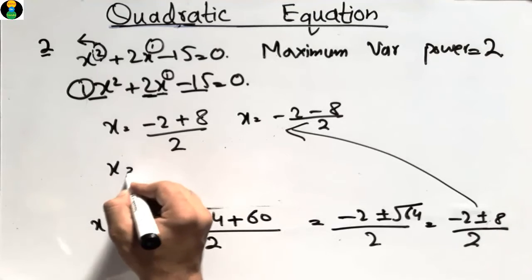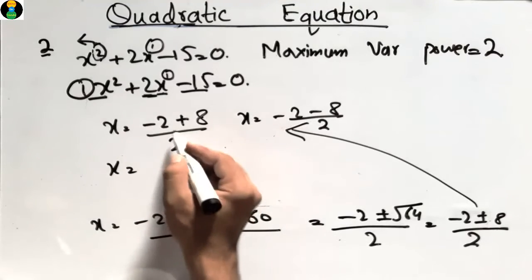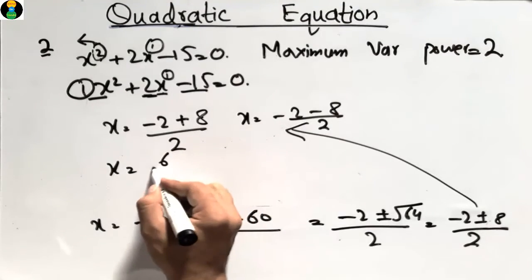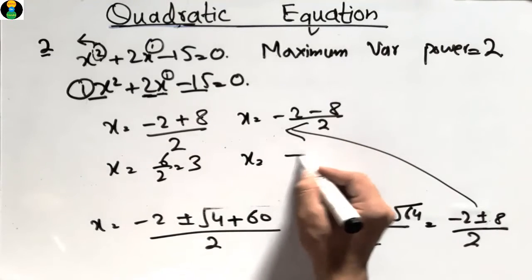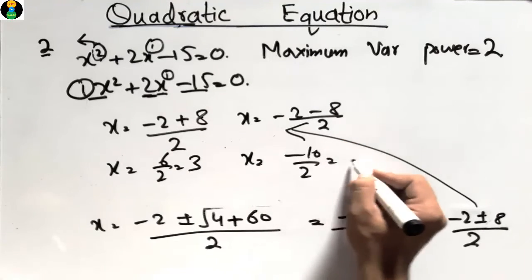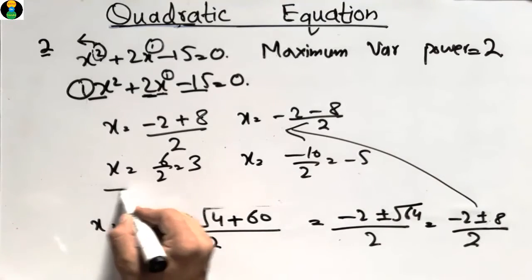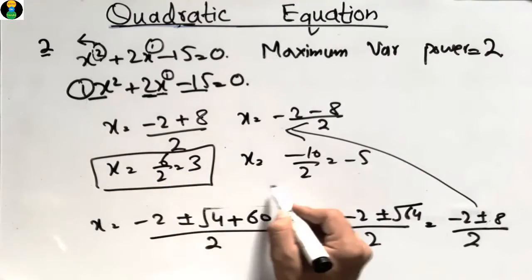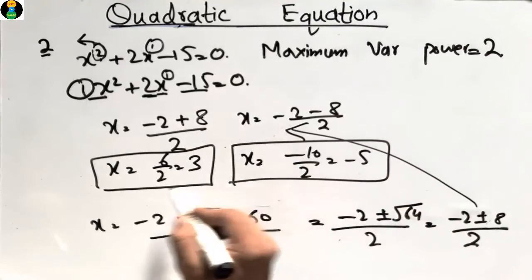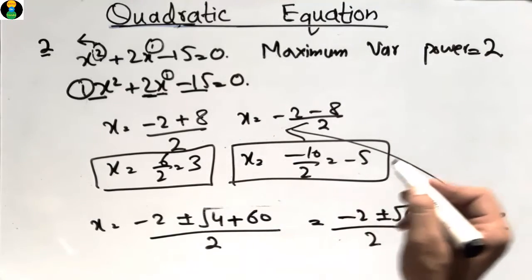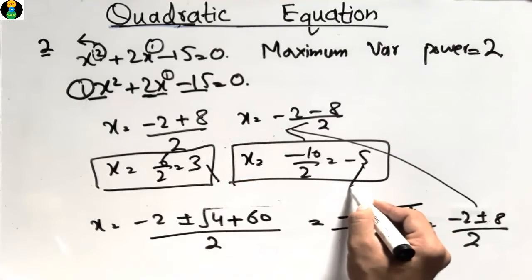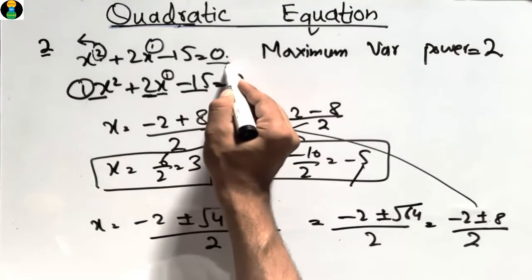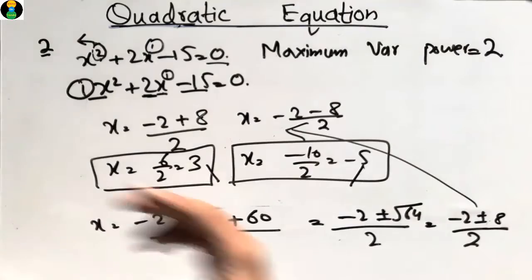So one value, by doing this we get 6 divided by 2, it comes out to be 3, and the other x is equal to minus 10 divided by 2, we get minus 5. So these are the two values of x. One is x is equal to 3 and the other is x equal to minus 5. By putting each value of x, 3 and minus 5, the required answer will be equal to 0. Now let's prove this.